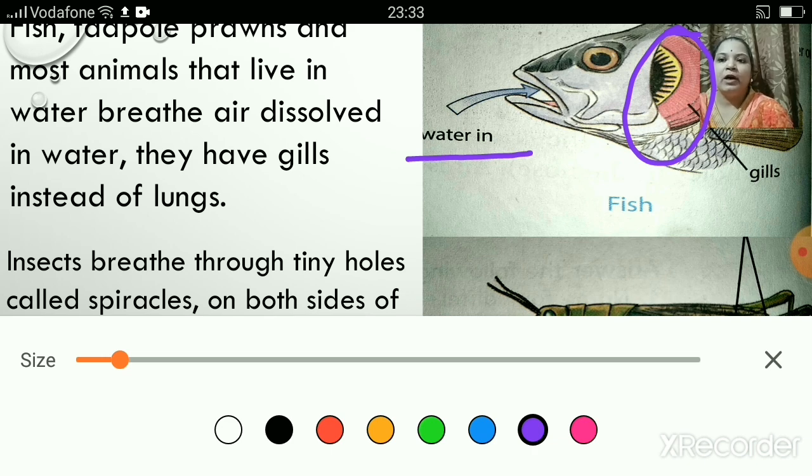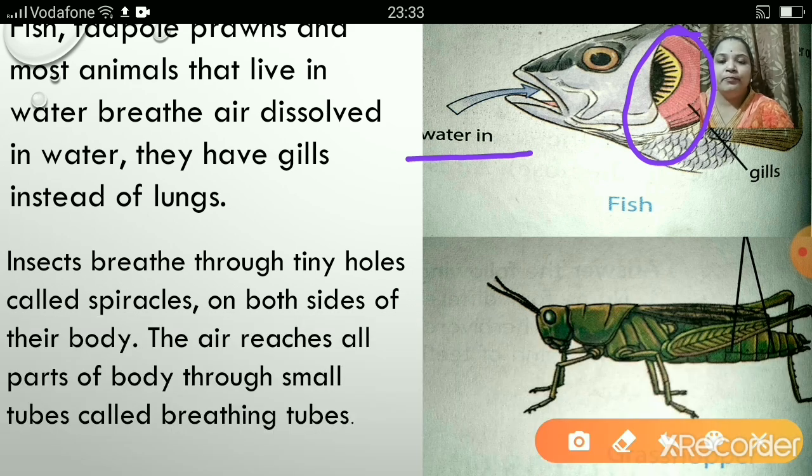Now, insects, how do insects breathe? Insects breathe through tiny holes on their bodies. They are called spiracles. They have breathing tubes which are attached to these holes. These breathing tubes take the oxygen to all parts of the body.